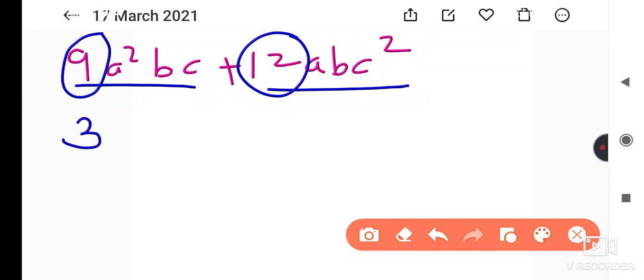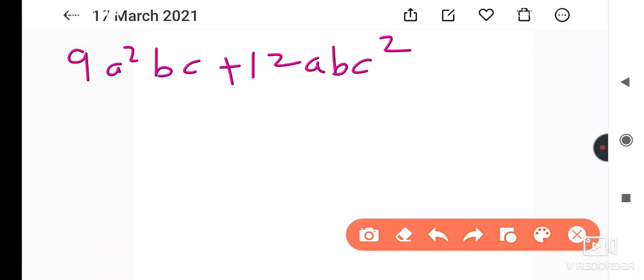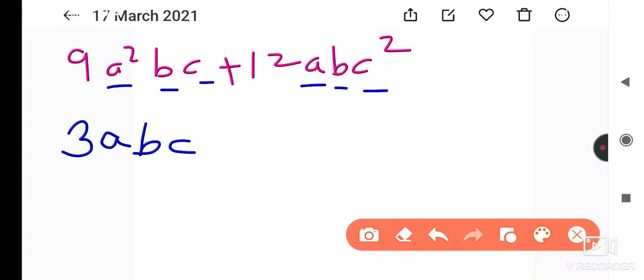9 table inside 12 is not there, 12 table inside 9 is not there. So both numbers are present in which table? 3 table. So 3 take it outside. Now the common terms we are taking outside. Here a square is there, here a single a is there. So the smaller term we have to take outside the bracket. Now here b and here also 1b is there. So b take it outside. Here 1c is there, here 2 c's are there. So c you take it outside.